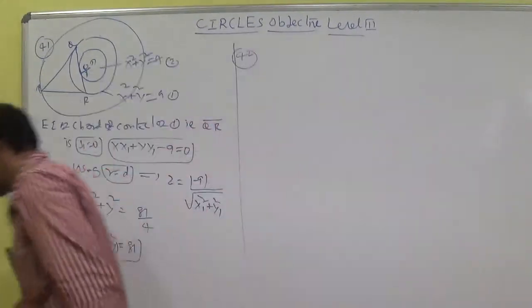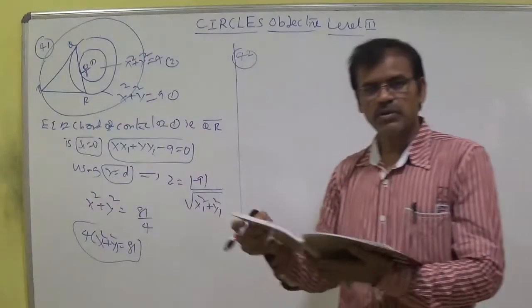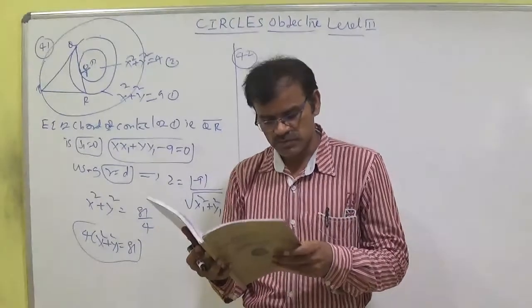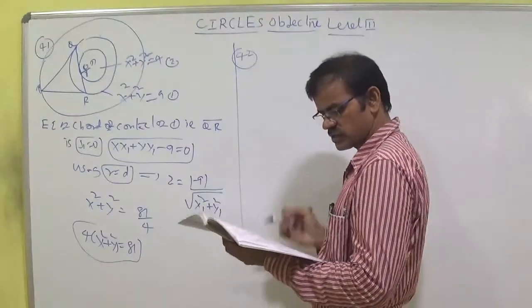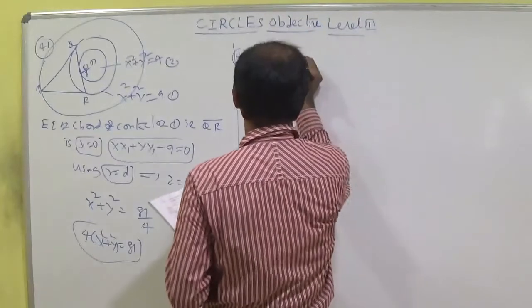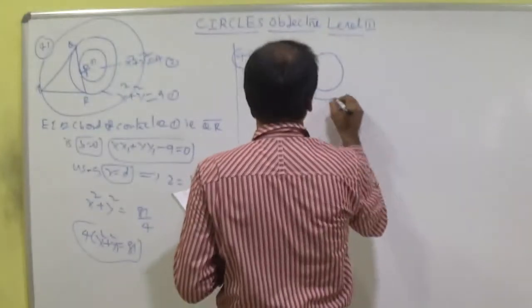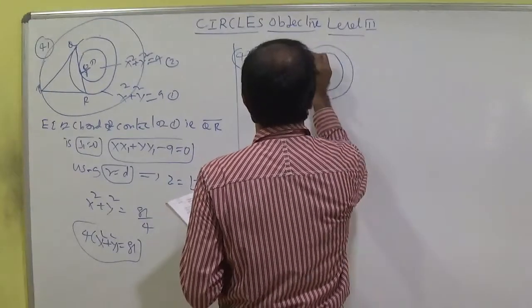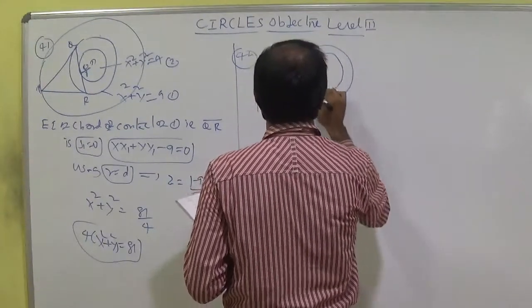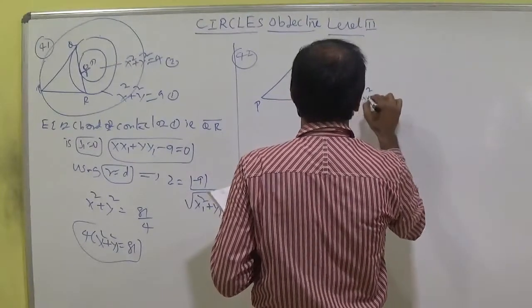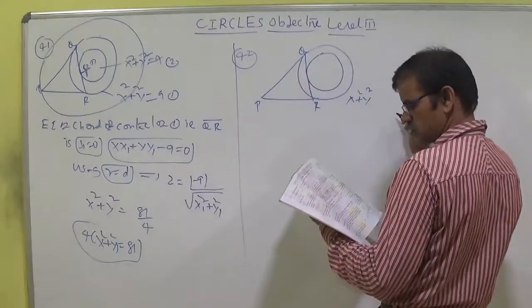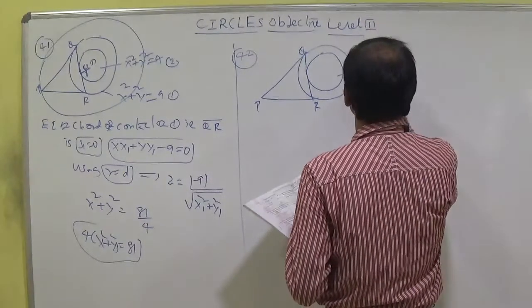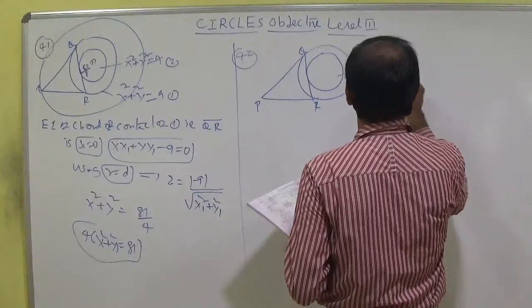Now, 42nd question. From a point P, 2 comma 2 root 2, tangents PQ and PR, same concept, are drawn to the circle x square plus y square equal to a square, and QR touches the circle x square plus y square equal to 3. Now he is asking the radius. This is P, this is Q, this is R, QR is the chord of contact. The first circle is x square plus y square equal to a square, and the second circle is x square plus y square equal to 3.